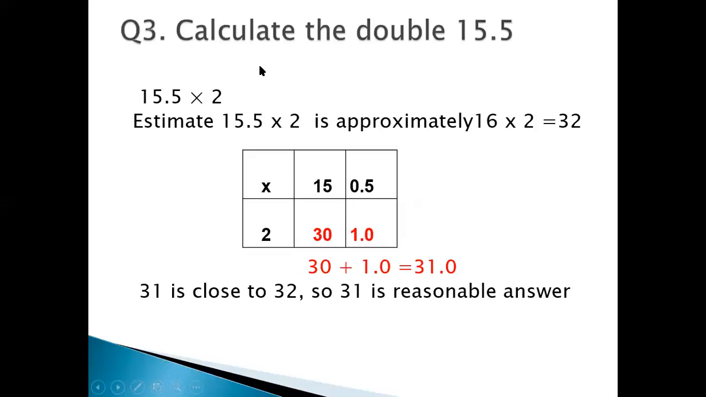Question number 3, you can see here: calculate the double of 15.5. The number is here. Double means twice, or 2. So what we will do, we will write the number 15.5 multiplied by 2 is approximately equal to 16, because in 15.5, the 5 shows us that the number will be rounded off to the nearest number, which will be 16 here. So 15.5 multiplied by 2 will be approximately 16 multiplied by 2. The number will be 32.